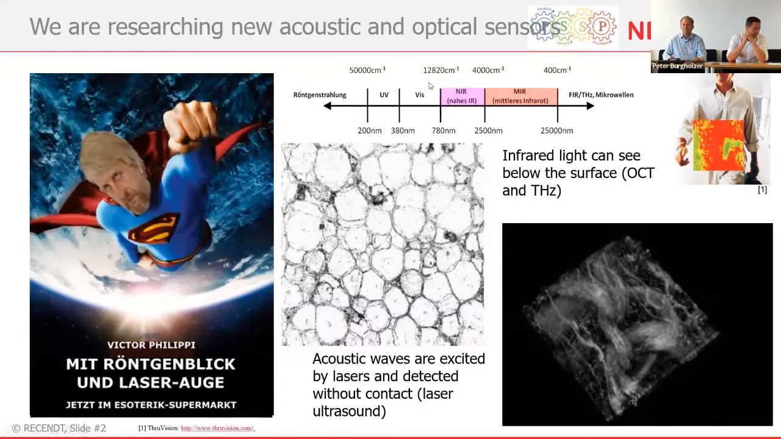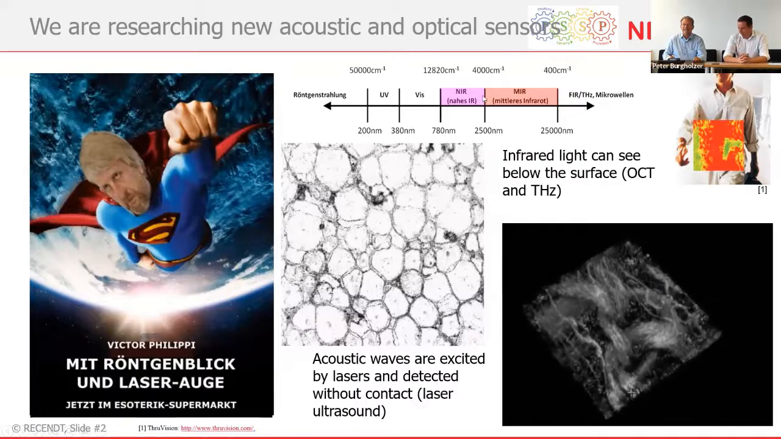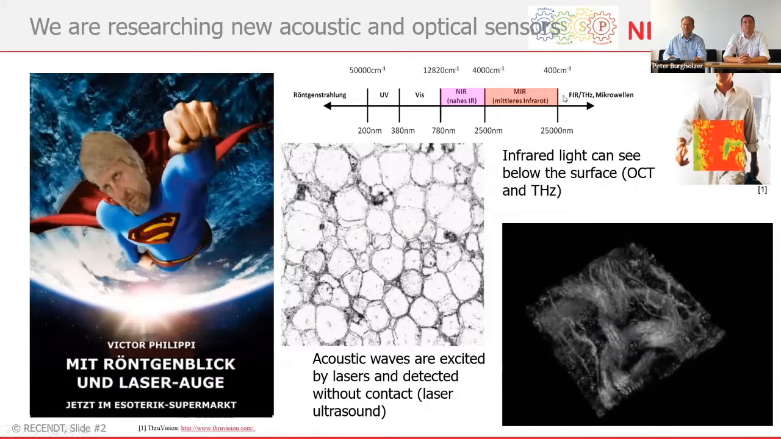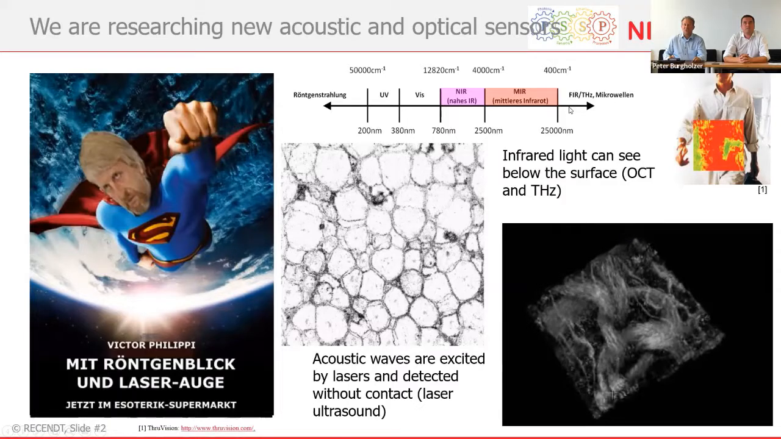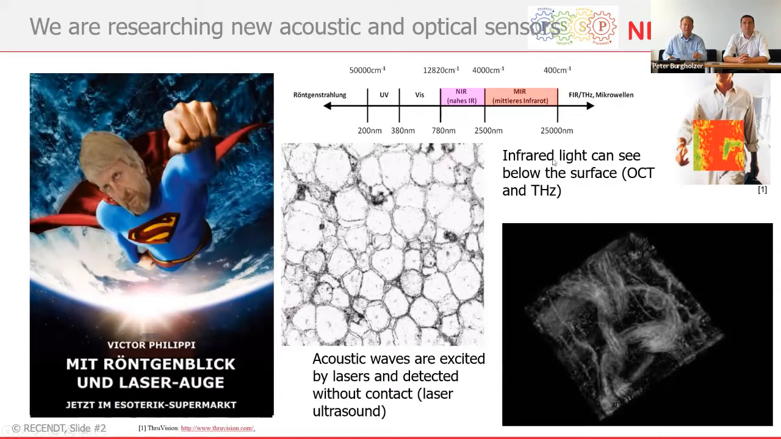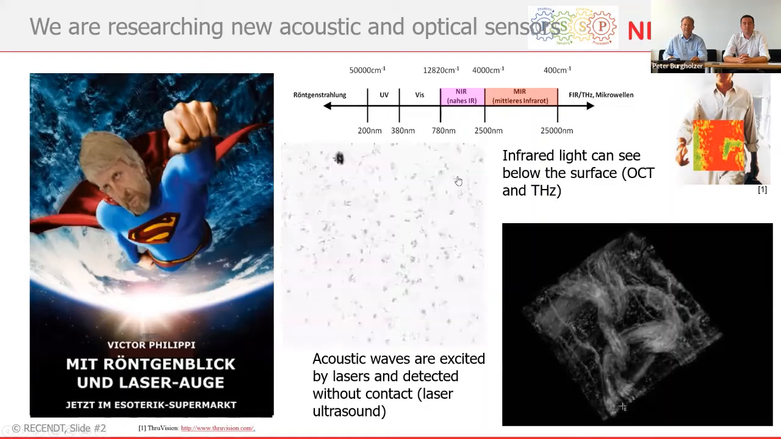Mainly we use infrared light, the near infrared or also the mid-infrared light up to the far infrared, which is also called terahertz. So that's our spectral range.